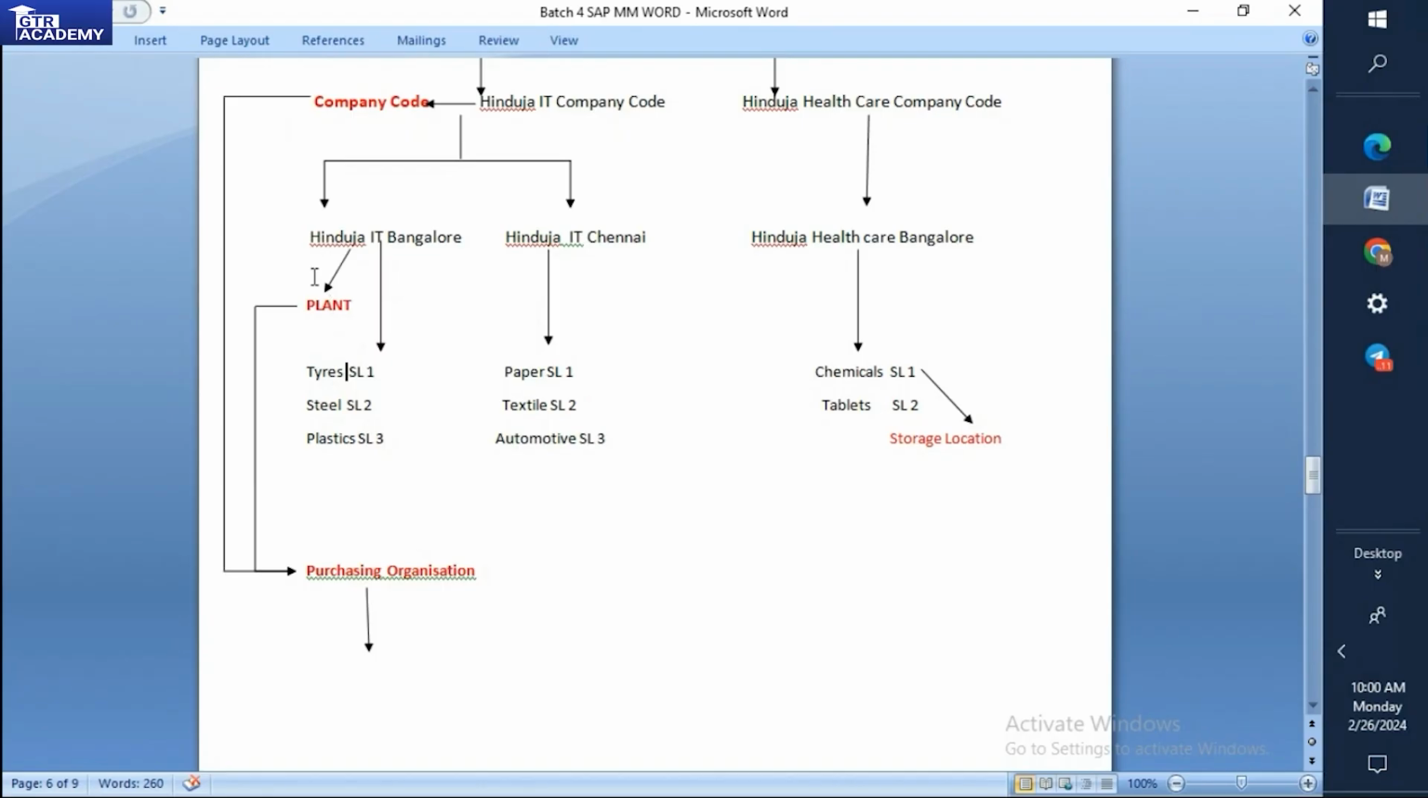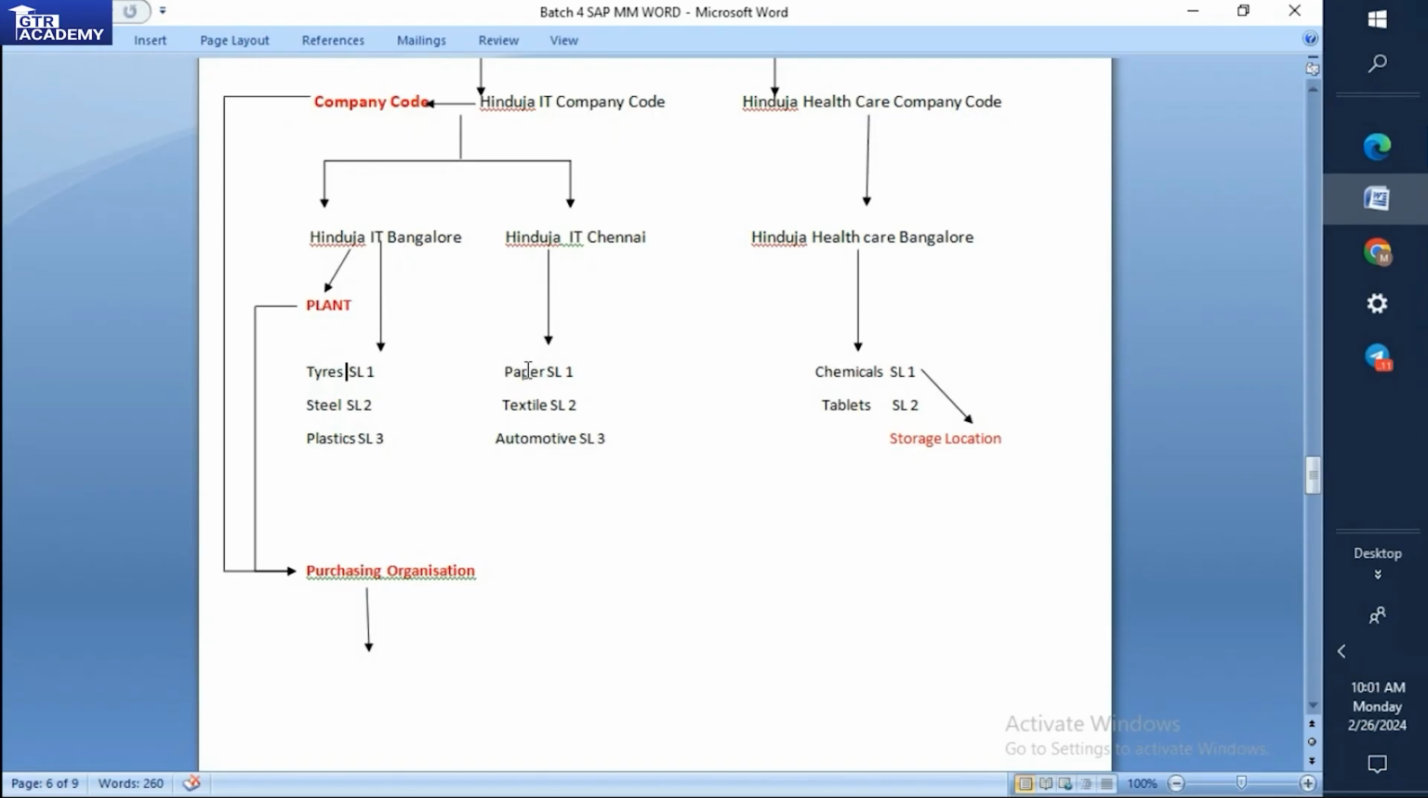See, in one location, one plant is there. Suppose in Bangalore, one plant is there, and in Chennai, another plant is there. In Bangalore, whatever materials are there will be maintained in different types of storage locations. And in Chennai, they will maintain their separate storage locations. It completely depends on the requirement.